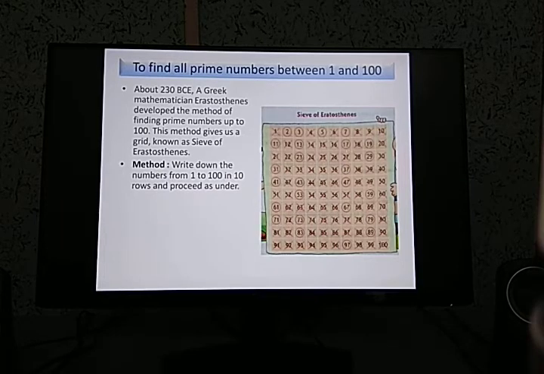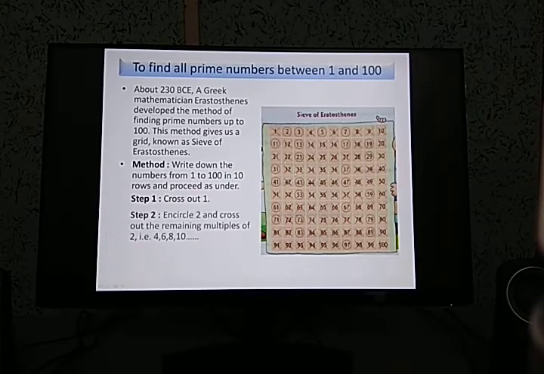This is 1, 2, 3, 4, 5, 6, 7, 8, 9, 10. 10 rows. He has written 10 numbers in each row, 1 to 10, then 11 to 20. In this way, he has written till 100. Then after that, in step 1, first of all, he crossed out 1. We have crossed this 1. It's just like a game, you can say. It's very interesting. So first of all, I have to cross out 1.